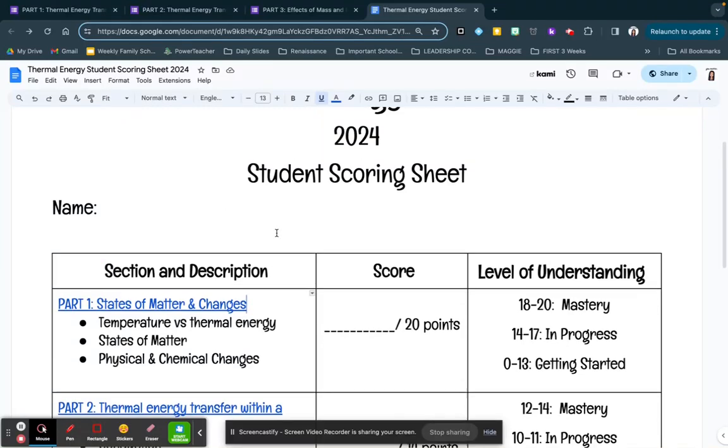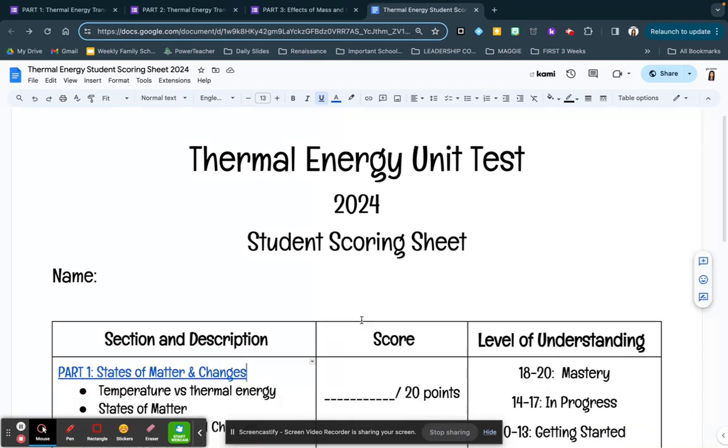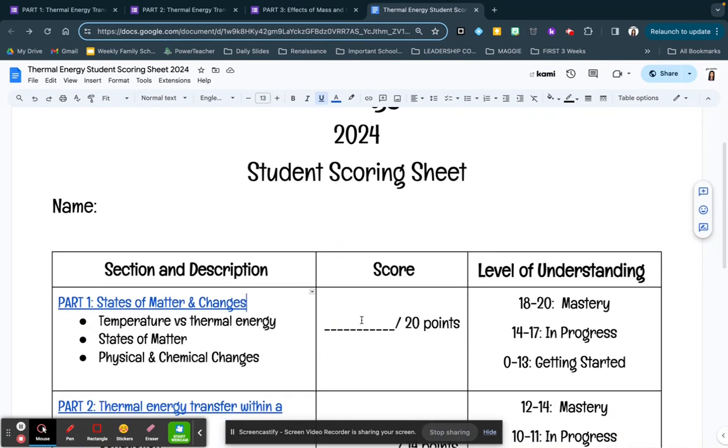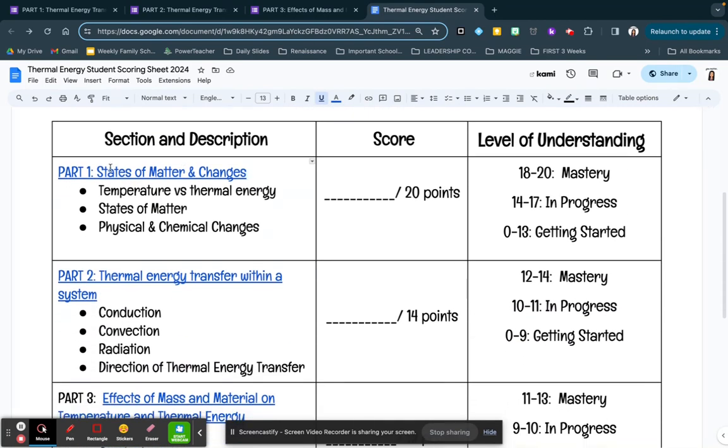This is actually a walkthrough for your thermal energy unit test. This is your scoring sheet. I'll give you a paper copy so you can write on it, but you can also access the digital copy through Canvas. That way you can click on each of these links and go to the 3 different sections of your test.